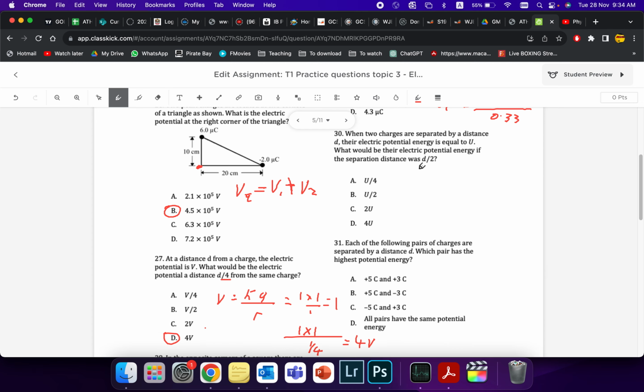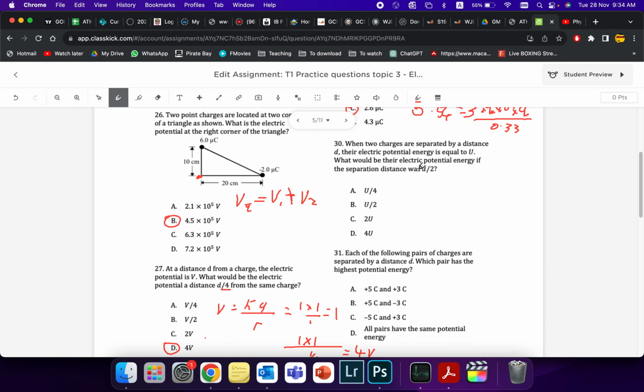Over here, we're trying to see what will happen when the 2 charges separate to a distance. The potential is U. What will happen if the distance becomes D over 2? Same idea. So, U equals KQ1Q2 over R. If I set everything to 1, just like I did here, but change only the distance, I will call it 1 times 1 times 1. That just gives me 1, divided by D over 2, a half. If I put that in my calculator, I will get 2U. So the answer would be C, 2U.